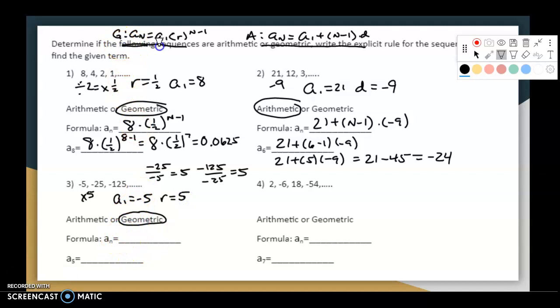My formula, I'm going to follow the geometric formula this time. a_n is equal to a1, which is -5, times r, which is 5, to the n minus 1 power. Then to find a5, I'm going to put 5 in for n. So we get -5 times 5 to the 5 minus 1. So that's -5 times 5 to the 4th power, which is going to be -3125. Okay? All right. You're going to have to go over to part 2 to finish up.